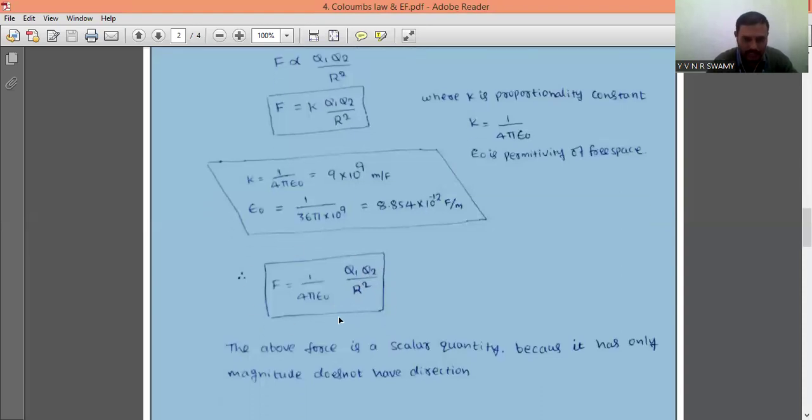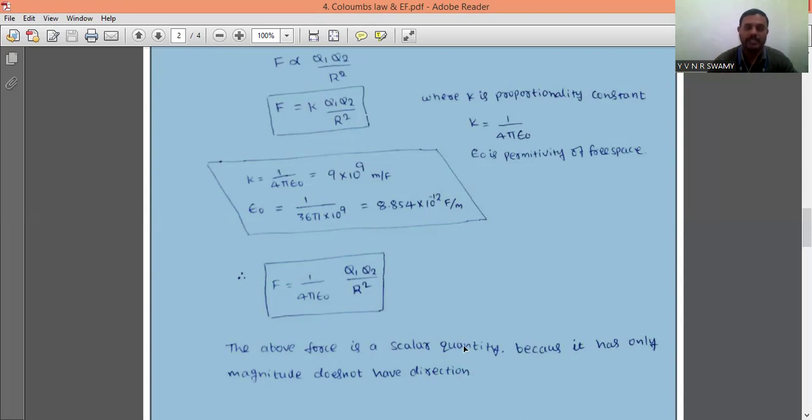Now we have to observe in this formula, it has only magnitude. There is no direction. Hence, based on this formula, we will say that the above one is a scalar quantity. So the force is a scalar quantity because it has only magnitude, no direction. But we know that force is a vector quantity.